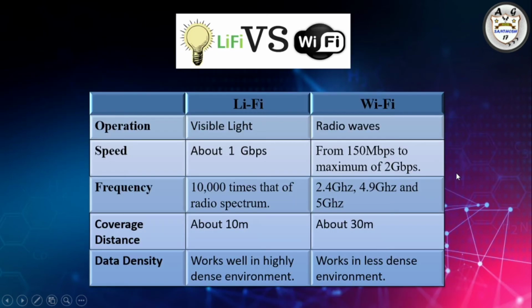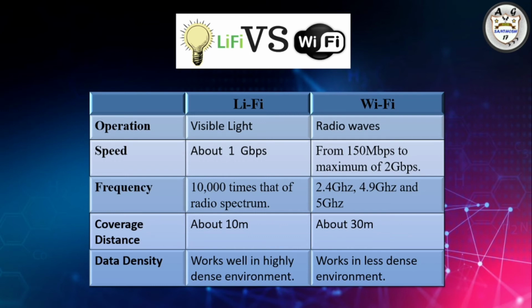Then, comparing Li-Fi with Wi-Fi. As we all know, Li-Fi uses visible light. Thus, the visible light coverage distance is small, about 10 meters, whereas Wi-Fi uses radio waves and its range is about 30 meters.